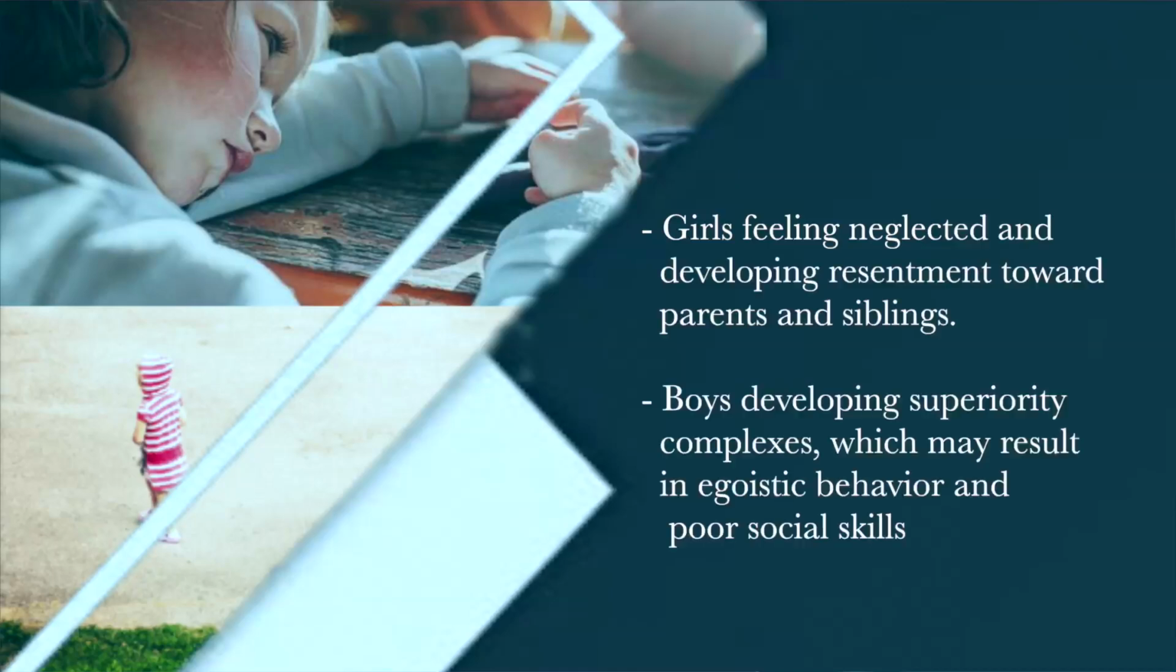First, in some families, boys are favored over girls, which can lead to girls feeling neglected and developing resentment towards parents and siblings, and boys developing superiority complexes, which may result in egoistic behavior and poor social skills. Such biases can harm sibling relationships and shape negative gender attitudes that may persist into adulthood.